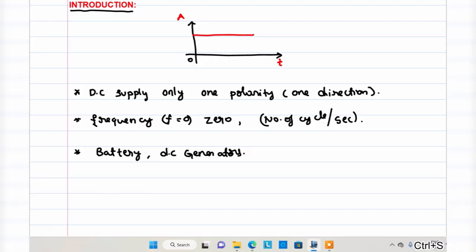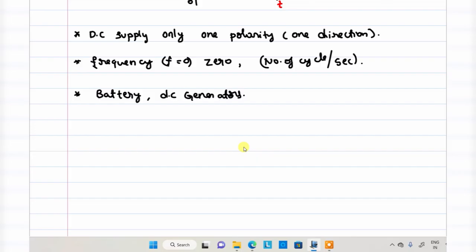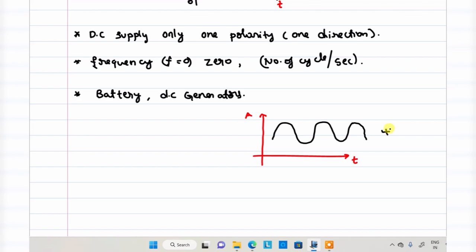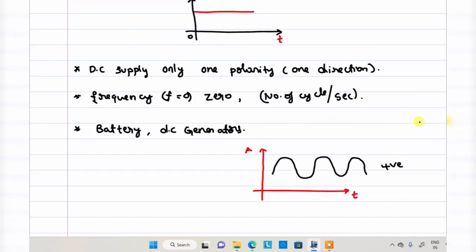Now I will give another waveform to you. In that particular waveform, we can identify whether it is DC or AC. Here, in this particular case, the magnitude is positive. In case of DC, the magnitude has only one polarity, that is only one direction. Yes, it is only one direction, which means there is no negative half cycle, right?